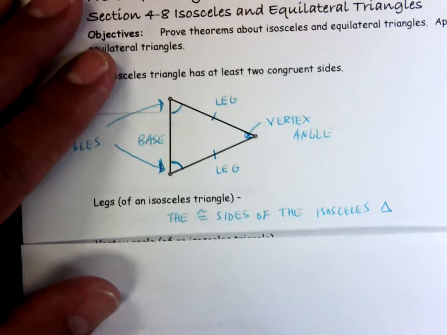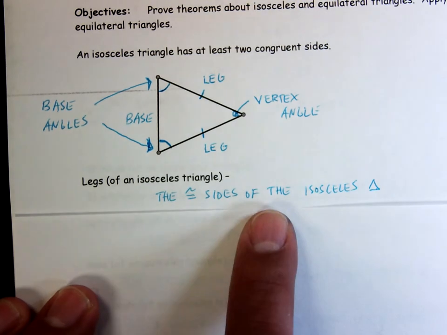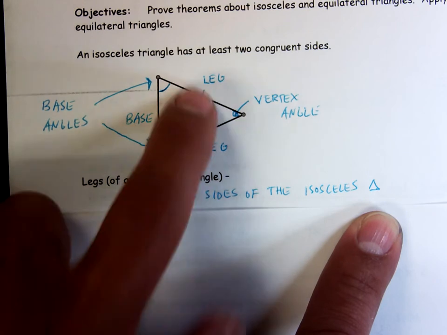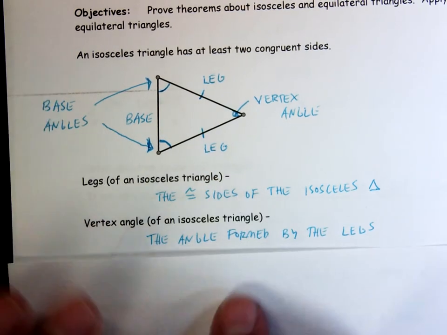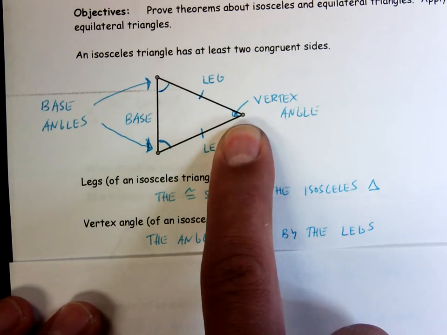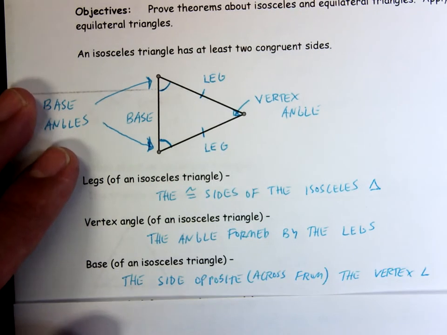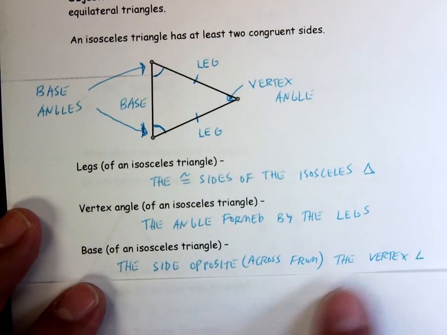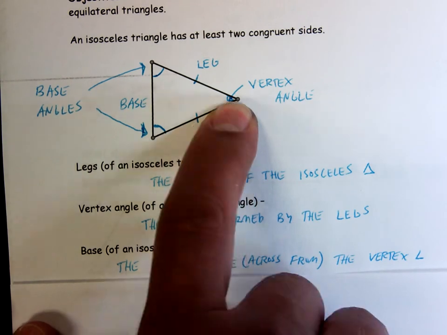Alright, vocab. Legs of an isosceles triangle, they are the congruent sides of the isosceles triangle, like we just said up here. If these two sides are congruent, those must be the two legs. The vertex angle, it is the angle formed by the two legs, right there. Vertex angle is the angle formed by the two legs. The base, it is the side opposite from or across from the vertex angle. So if that's the vertex angle, the base is right here.